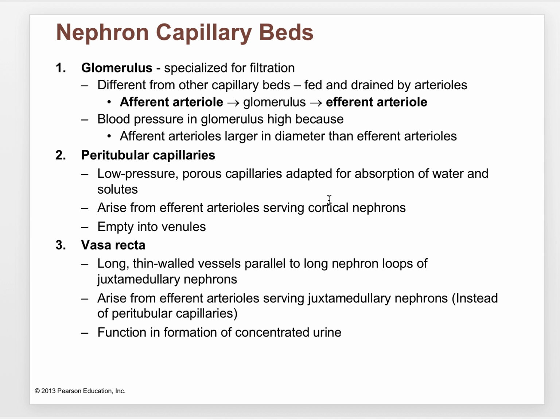There's three capillary beds associated with nephrons. First, we've talked about before, is the glomerulus. That's a specialized capillary bed, specialized for filtration. It's different than a typical capillary bed because it's fed and drained by arterioles. It's fed by the afferent arteriole and it's drained by the efferent arteriole.